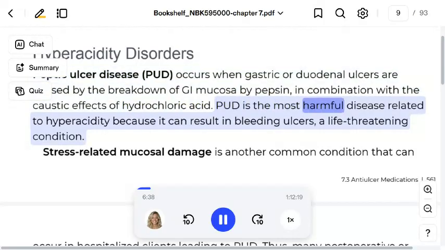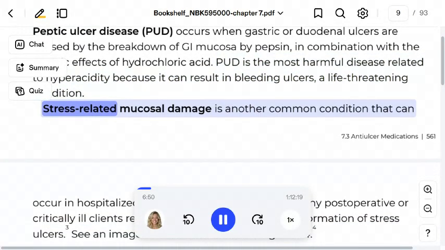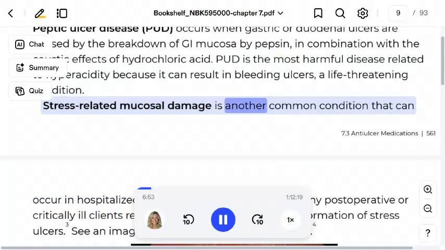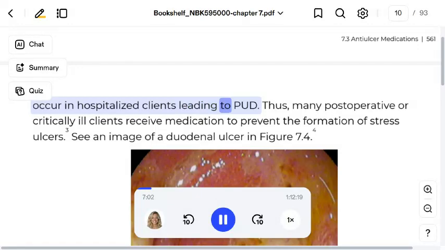PUD is the most harmful disease related to hyperacidity because it can result in bleeding ulcers, a life-threatening condition. Stress-related mucosal damage is another common condition that can occur in hospitalized clients leading to PUD.